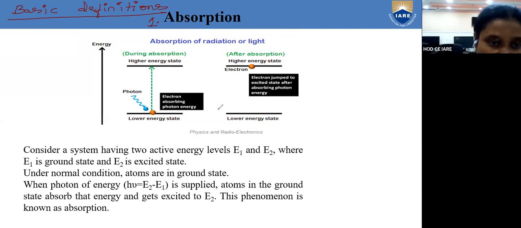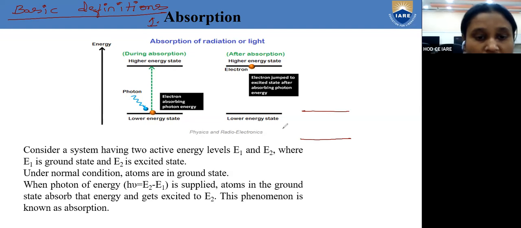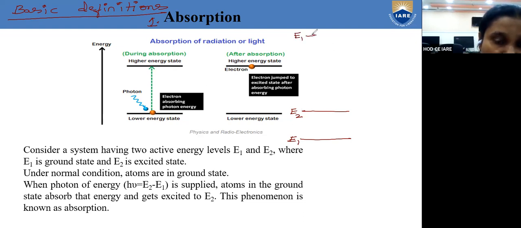Now coming to absorption, I'm again drawing this figure. First I'll take two energy levels. Let us call those energy levels E1 and E2. What is E1? E1 is the ground state. And what is E2? E2 is the excited state.